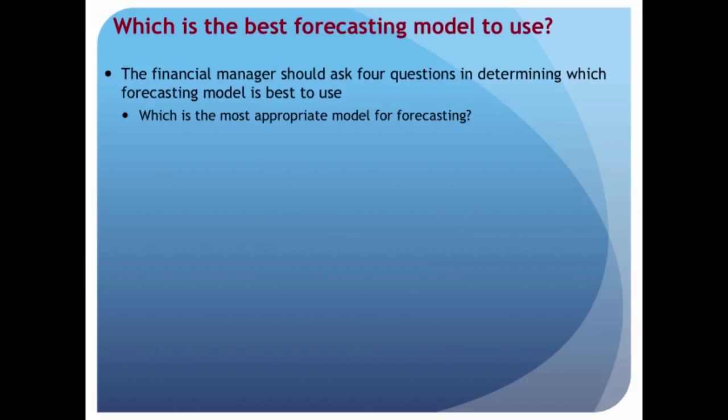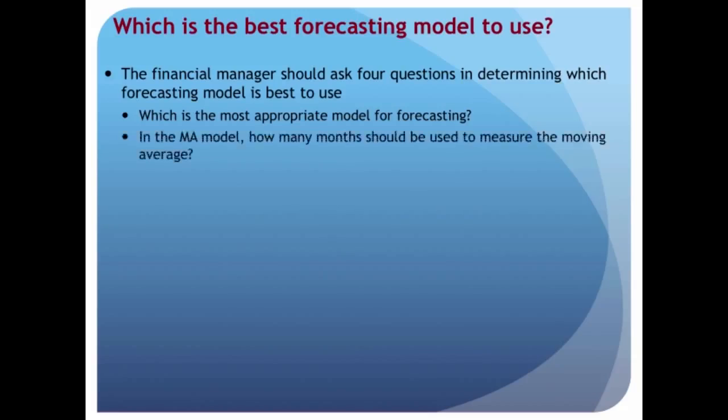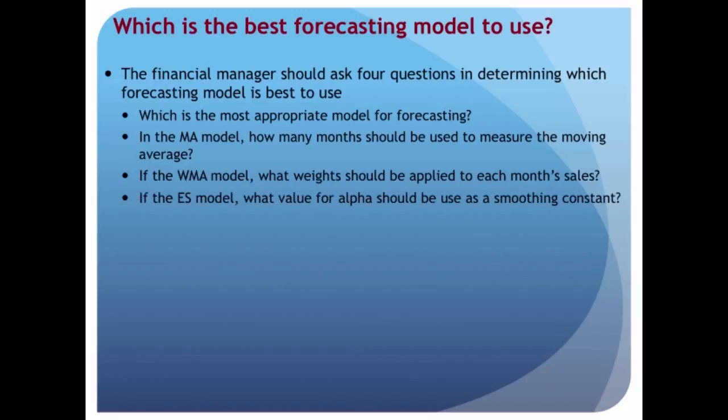Which is the most appropriate model for forecasting? The moving average model, the weighted moving average model, or the exponential smoothing model? If the moving average model is most appropriate, how many months should be used to measure the moving average? If the weighted moving average model is most appropriate, what weight should be applied to each month's sales? If the exponential smoothing model is most appropriate, what value for alpha should be used as a smoothing constant?